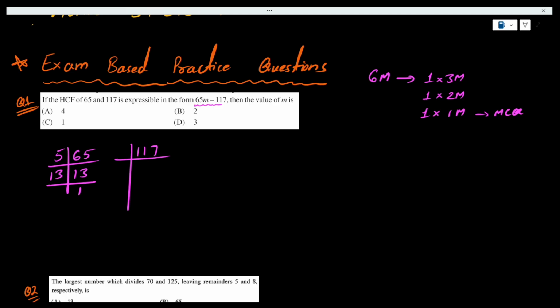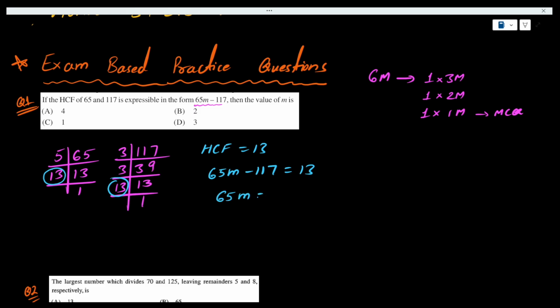Then here, if you take 7 plus 1 plus 1, that is 9, which is divisible by 3. So 3 3s are 9, and again 3 13s are 39, and here 13. Now, if you observe both the factorizations, there is only one highest possible common factor, which is 13, right? So your HCF is nothing but 13. But it's written here 65m minus 117 equals HCF, which is 13. Now do this simplification. 65m will be 13 plus 117, which is 130, divided by 65 will be the value of m. So your m value is going to be 2.